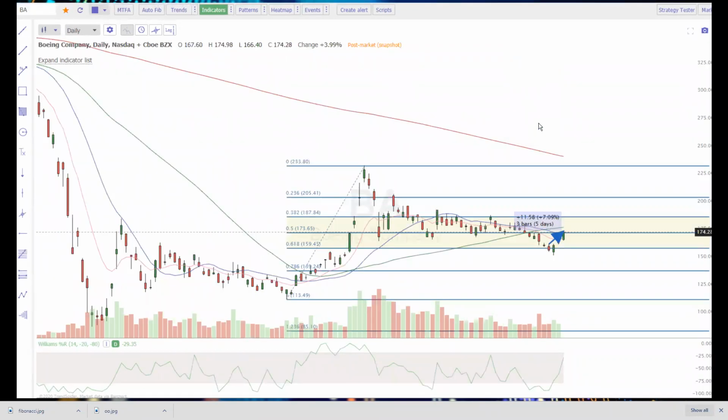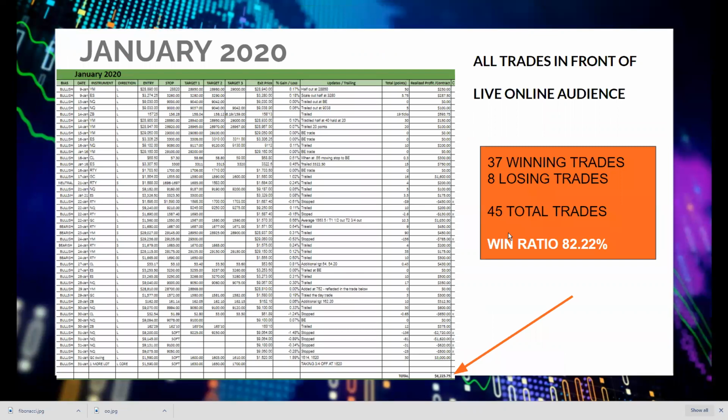This is Boeing, by the way. This is where we picked it up, right? This is the candle that we entered on the green one, not where the arrow is, but this is our entry, and look at the beautiful continuation higher. And this is not all, but wait, there's more.